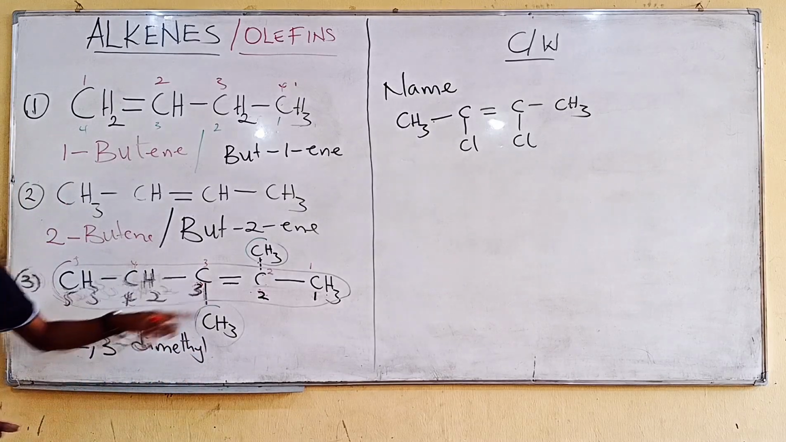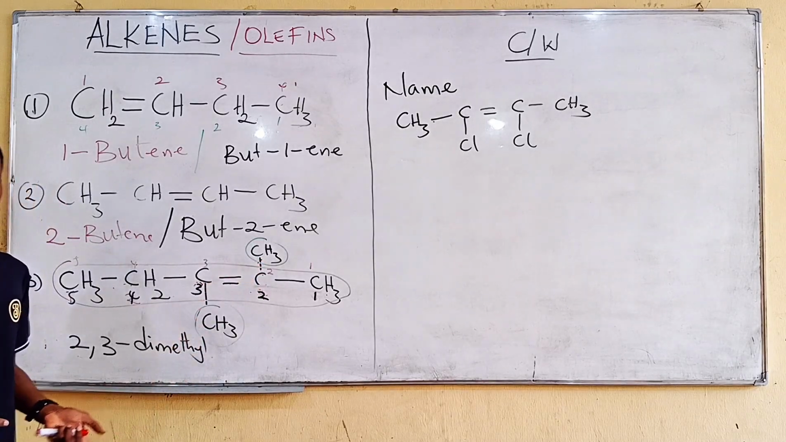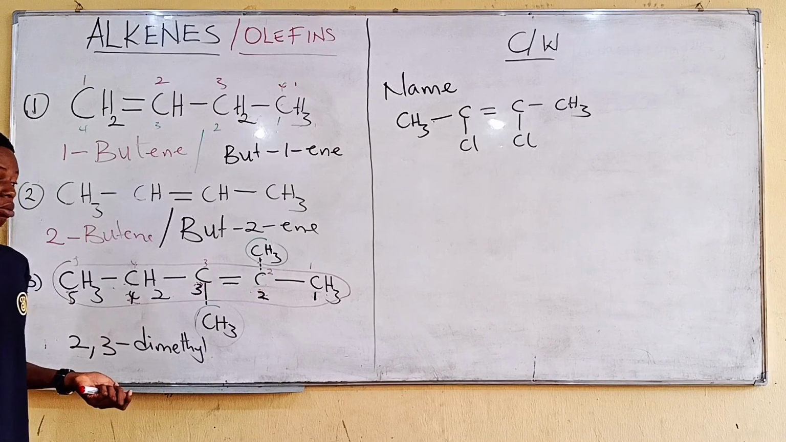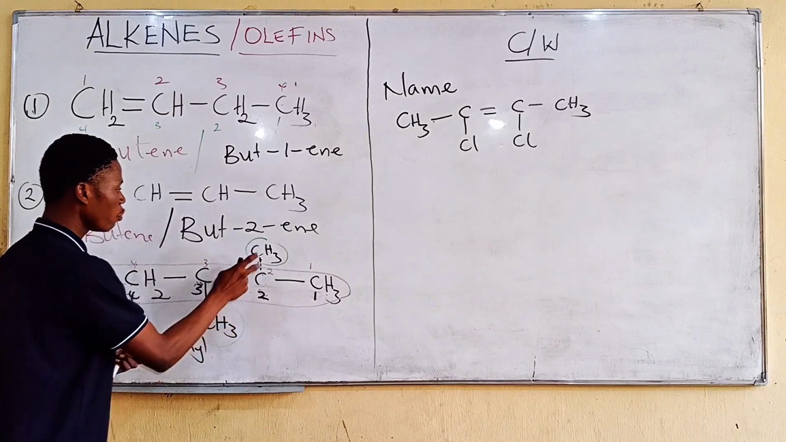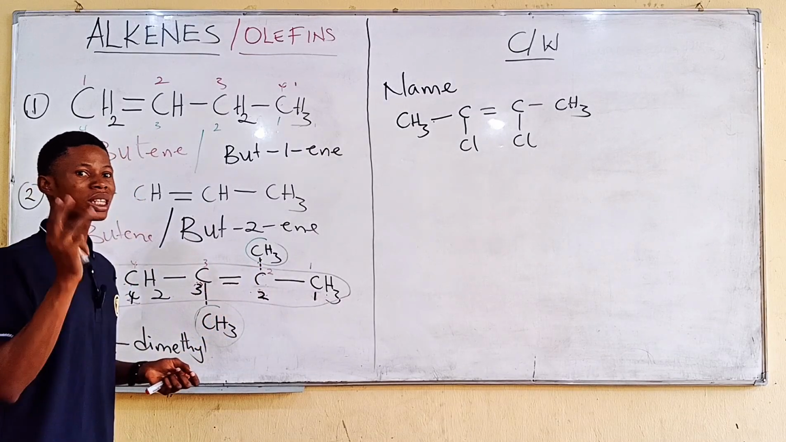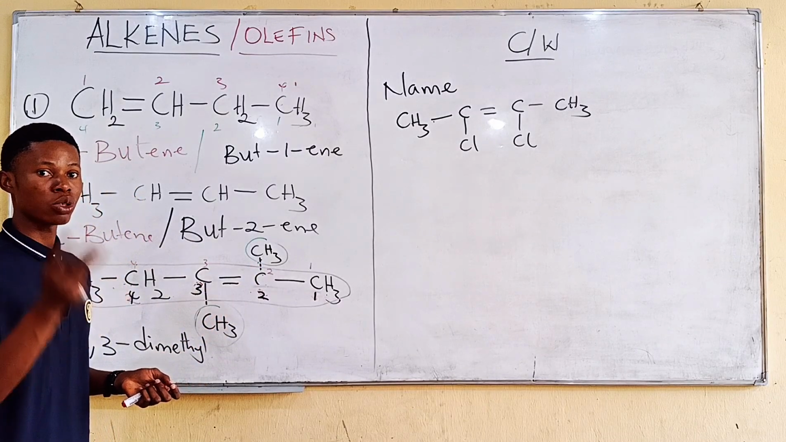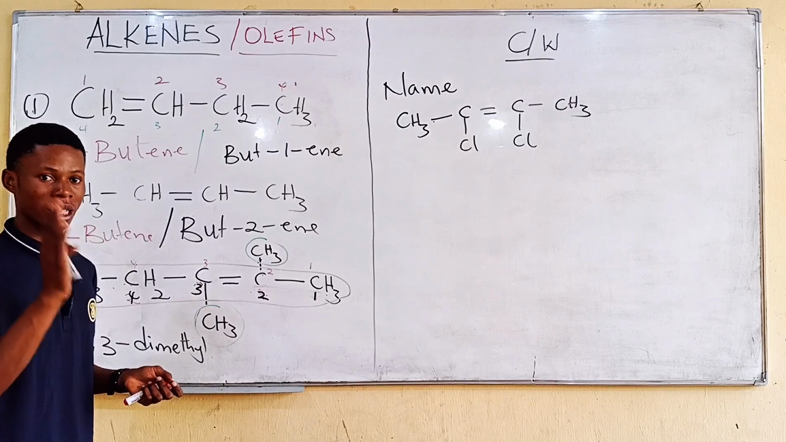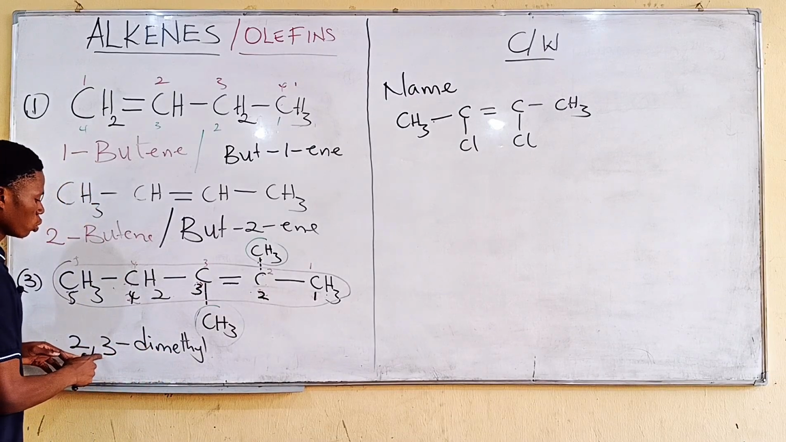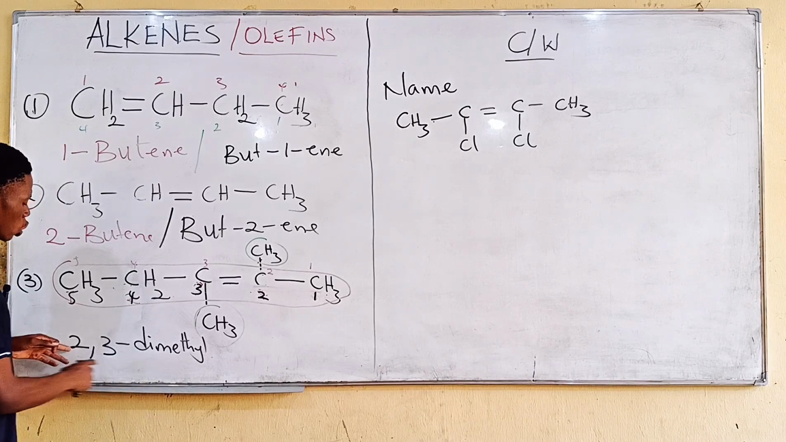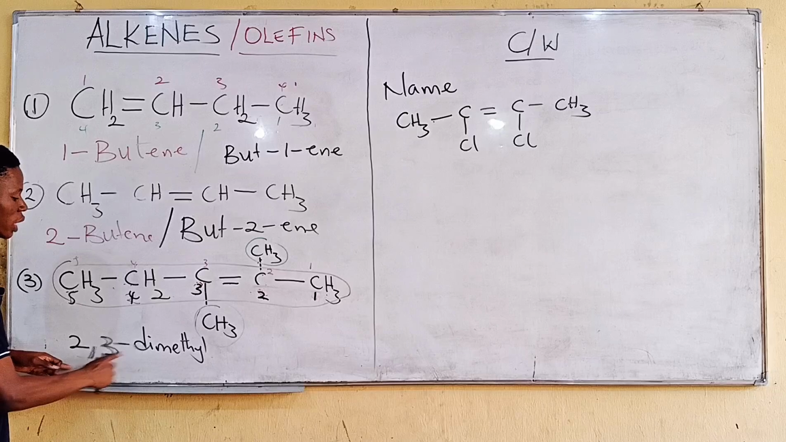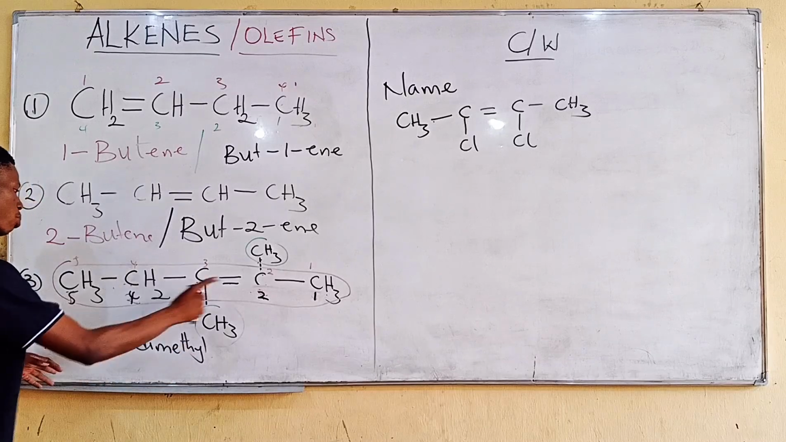Now look at this. I did not say 2-methyl, 3-methyl. That will be correct but wrong at the same time, because the rule is, if you have 2 substituents that are the same, use di. If you have 3 substituents that are the same, use tri. If it's 4, use tetra. Do you understand? But ensure you tell them the position. So 2,3-dimethyl means one methyl is on carbon 2 and another methyl is on carbon 3.